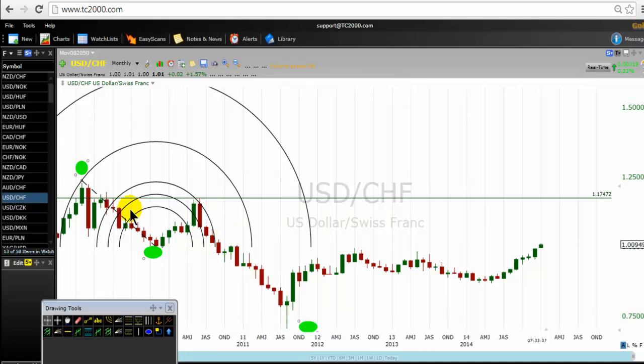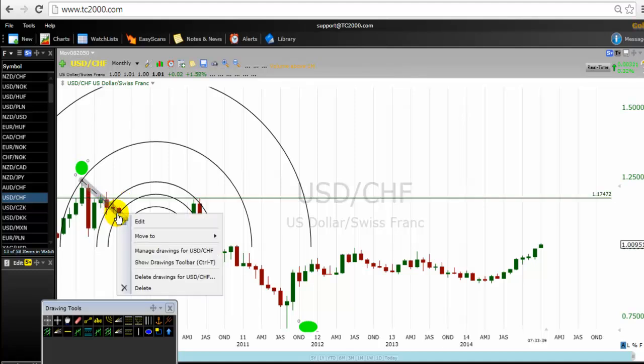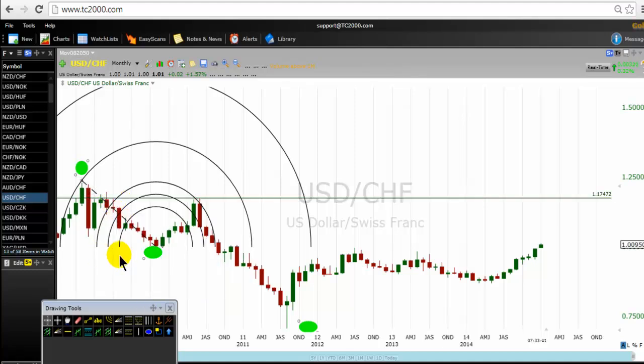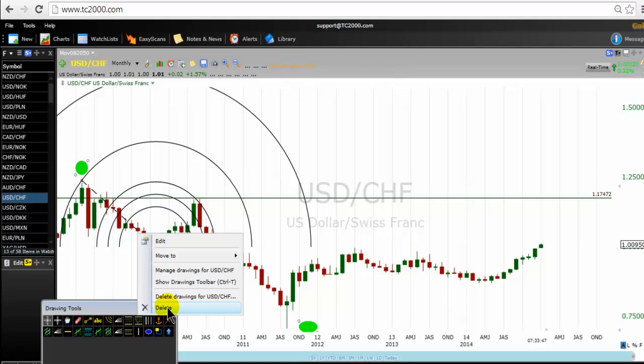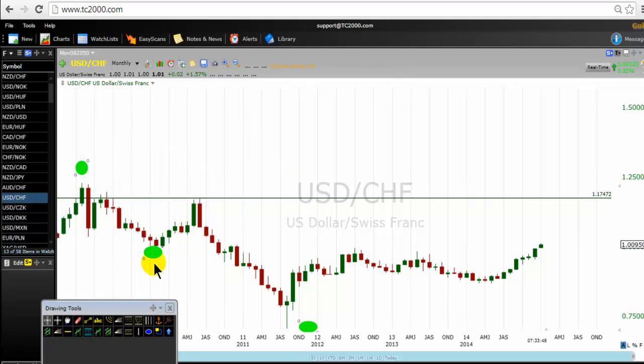Okay? I'm going to remove my Fibonacci arcs. So if you want to remove it, you are using TC2000, you see the dotted line like this, you just click on it, and then just click delete. Okay? It's gone.